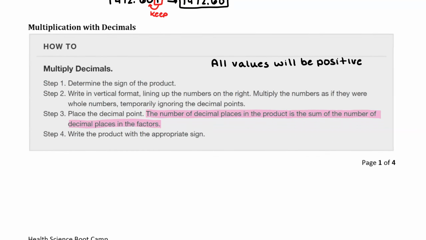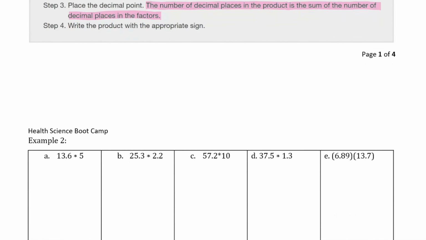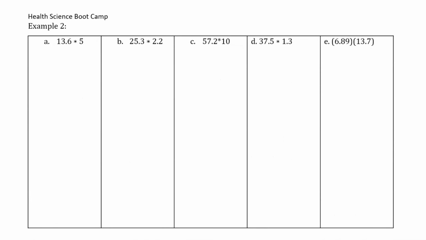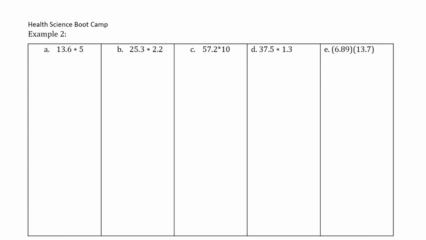And again, this step 4 says write it with the appropriate sign, but here the sign is always positive. Let's try it. So 13.6 times 5. I'm going to line them up just like I would normally, and I'm going to do my multiplication. Now, you should have already read that section, practiced, watched the video, and practiced in your assignment, and maybe even taken a quiz on that material. And so you should be familiar with how to multiply.